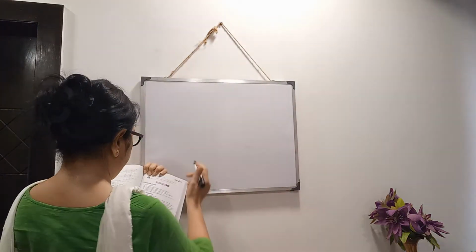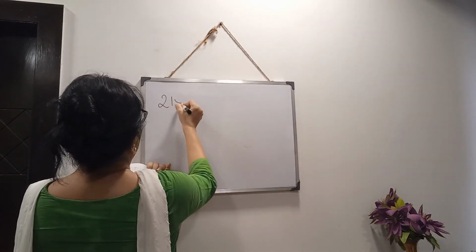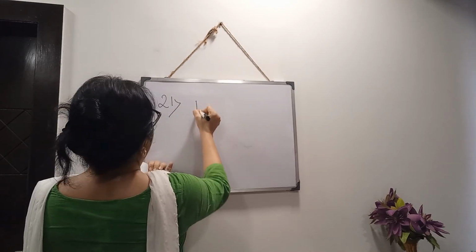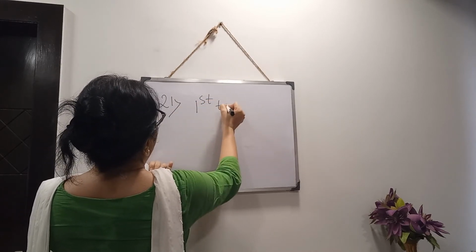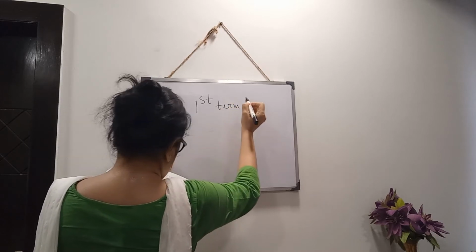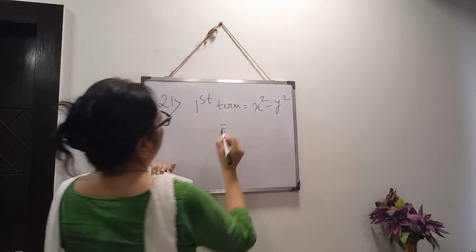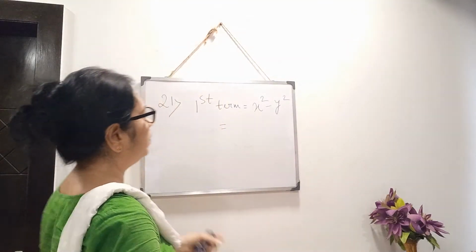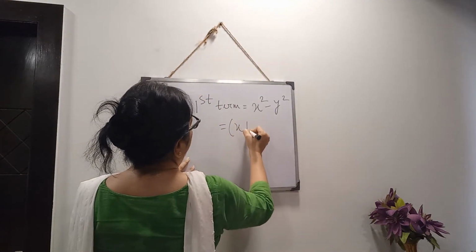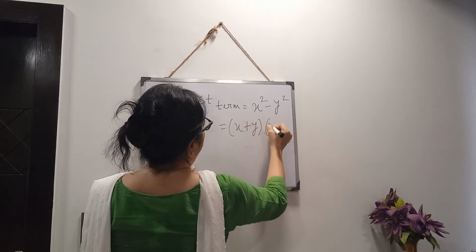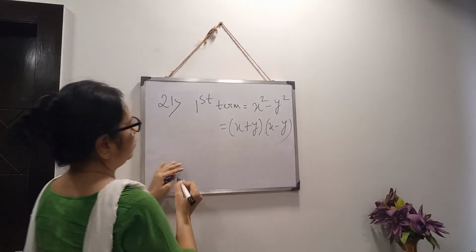Another, (21). First term is x square minus y square. Now we'll use the formula A plus B into A minus B. We have to factorize. Clear?